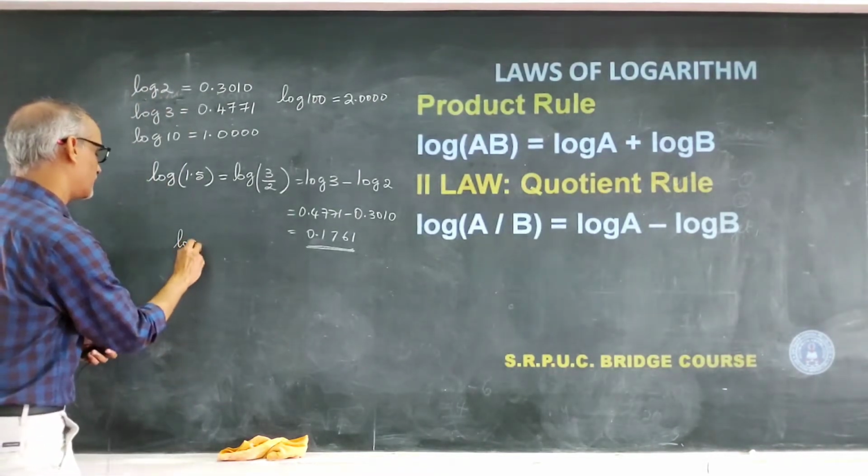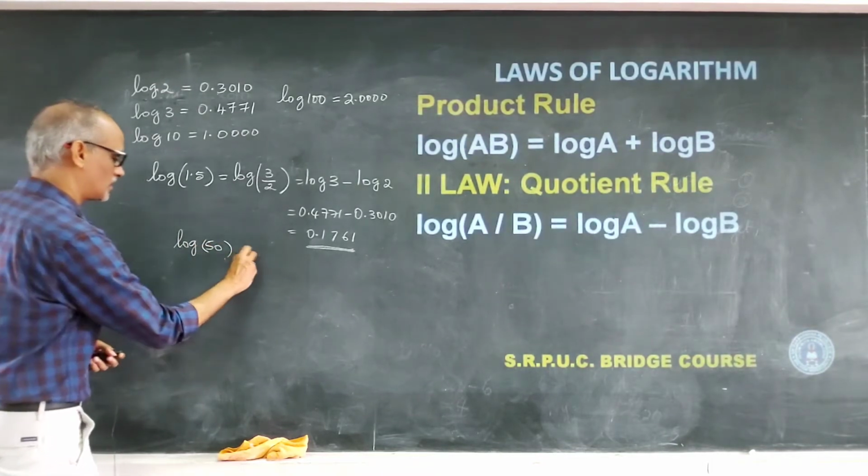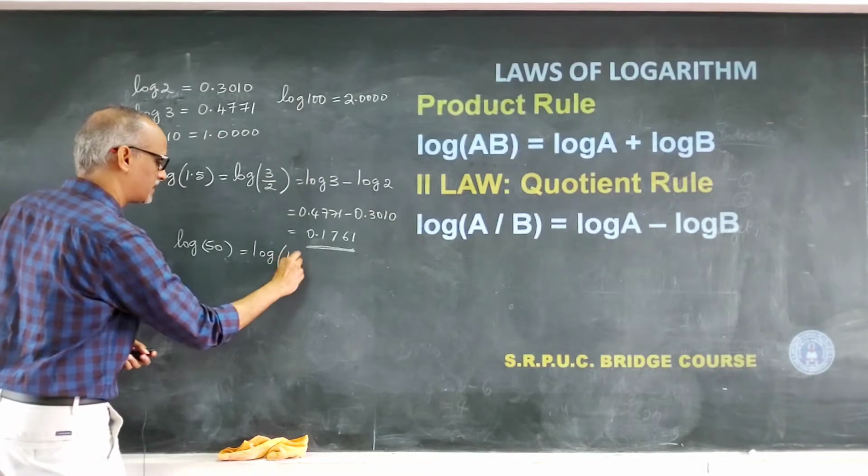Let me write log 50. I want to find log 50. So log 50 is log of 100 by 2.